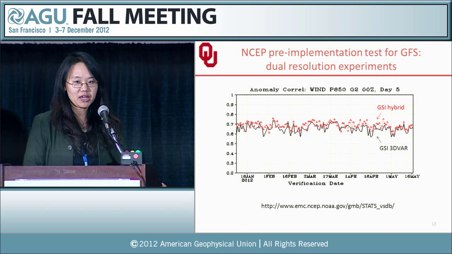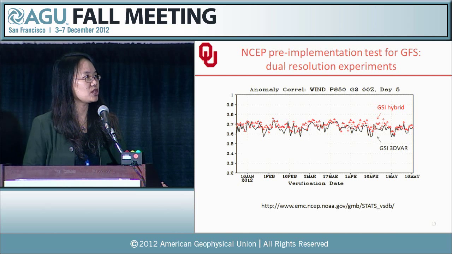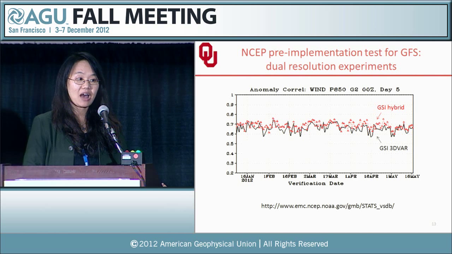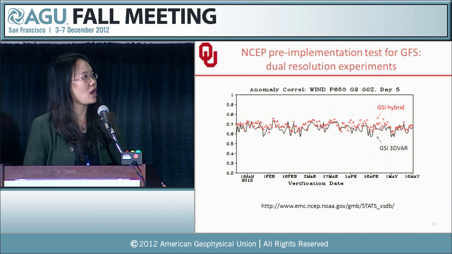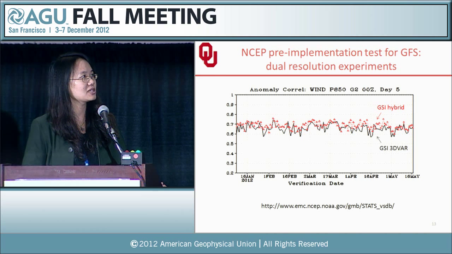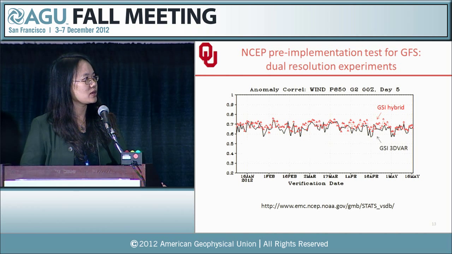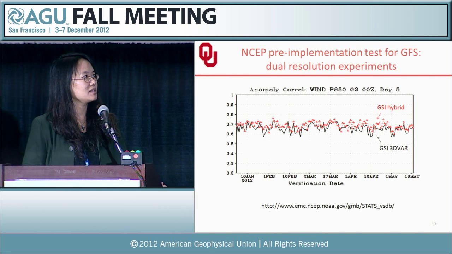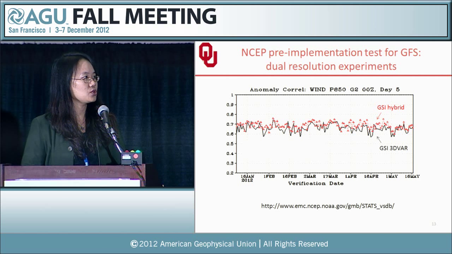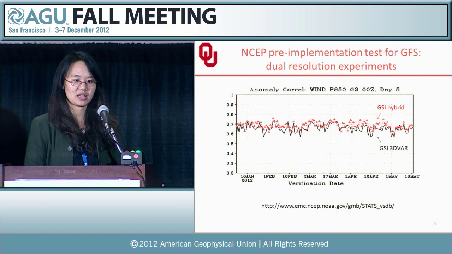And the current operational hybrid system is run at dual resolution. The ensemble is actually run at half resolution of the control forecast. What's shown here is the NCEP operational parallel test for the GFS, for a 5 month period. The red one is hybrid, the black one is the 3D-Var. This is anomaly correlation, the higher the better. So you can see most of the time the GSI hybrid is better than the 3D-Var.